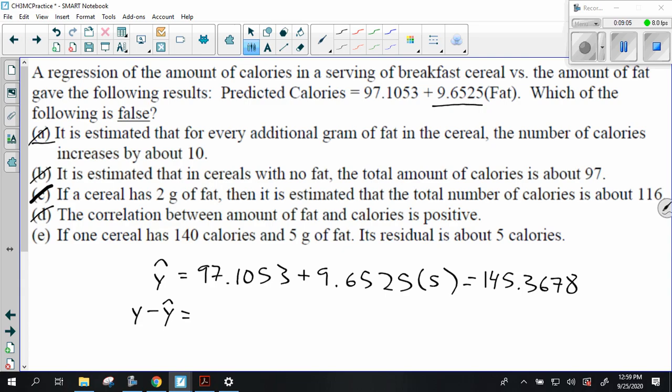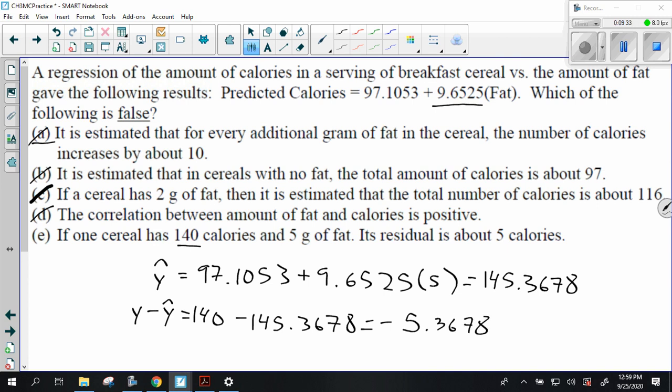And that then is going to be our observed value. It says was 140. Minus 145.3678. And you're going to get negative 5.3678. So that's tricky, right?